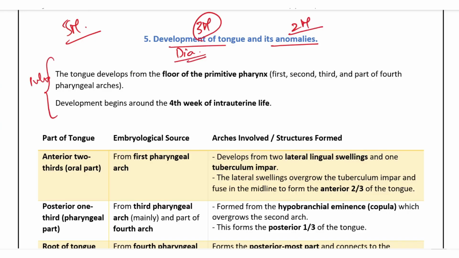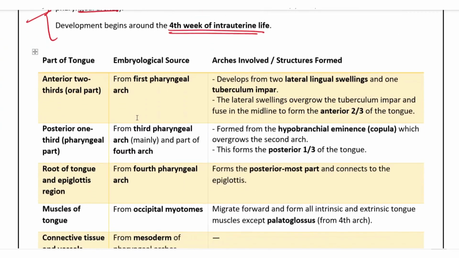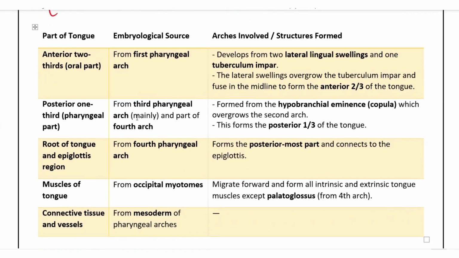Intro. The tongue develops from the floor of the primitive pharynx, that is from the first, second, third and part of fourth pharyngeal arches. The development begins around the 4th week of intrauterine life. Now I have summarized the development into a tabular column, so it's easy for you all to understand. The part of the tongue, the embryological source from where it's developing, the arches involved and the structures formed.